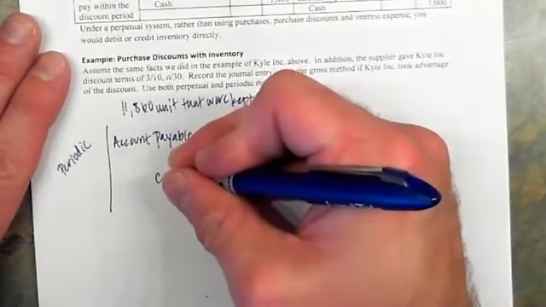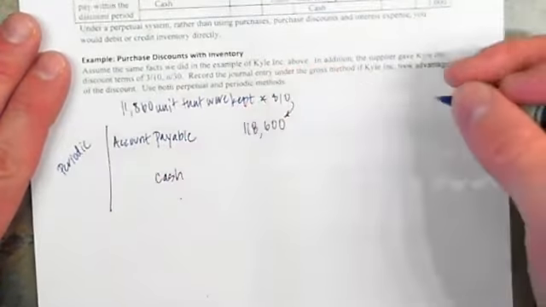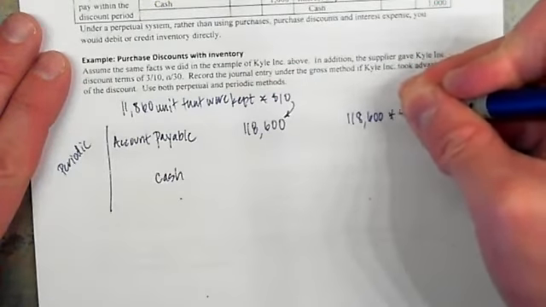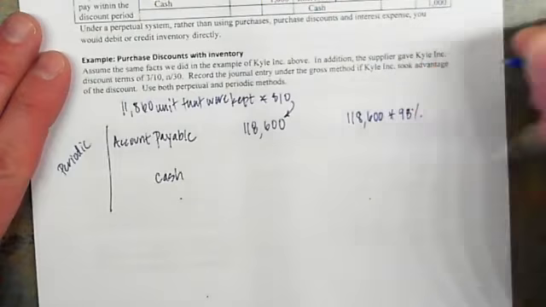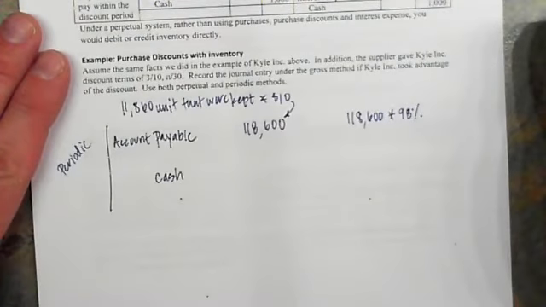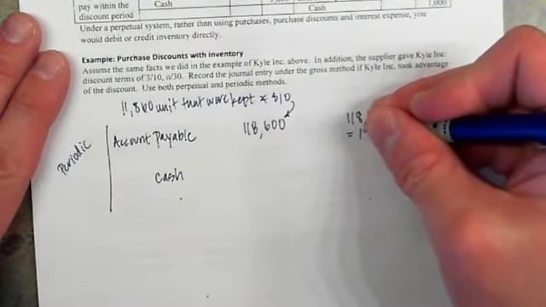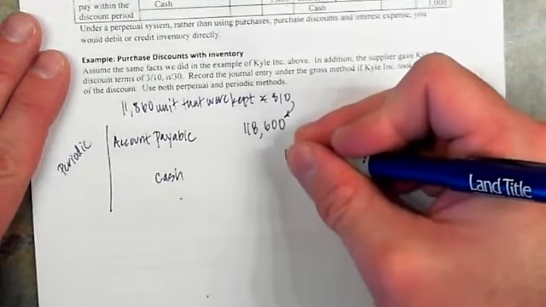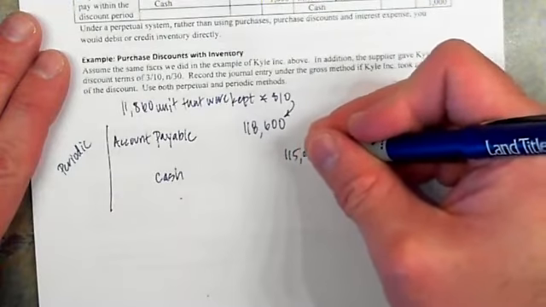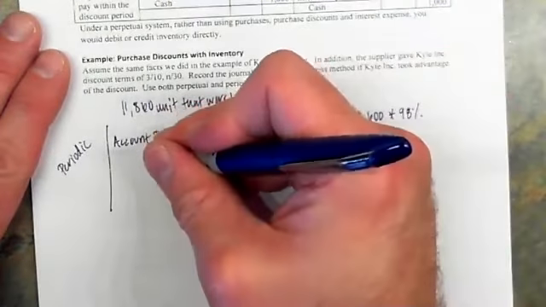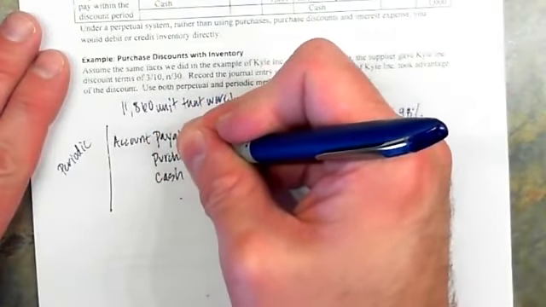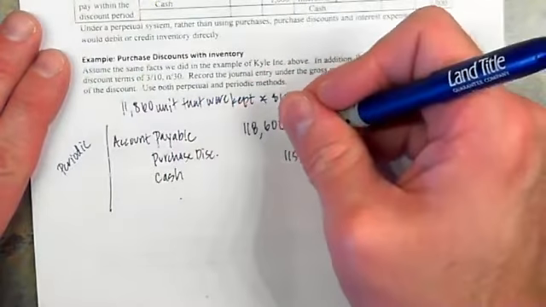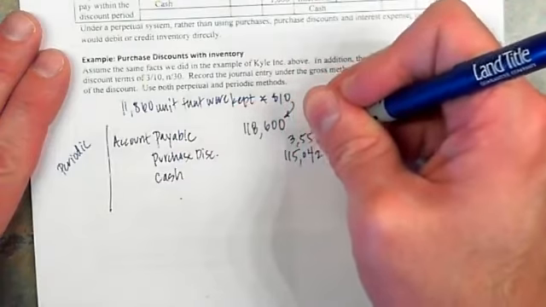Now, if I act within the discount window, then I only have to pay cash equal to 98% of that amount because I'm getting a 2% discount. Well, that's going to give me cash of $115,042. So then I would record a purchase discount to account for the difference between those two of $3,558.